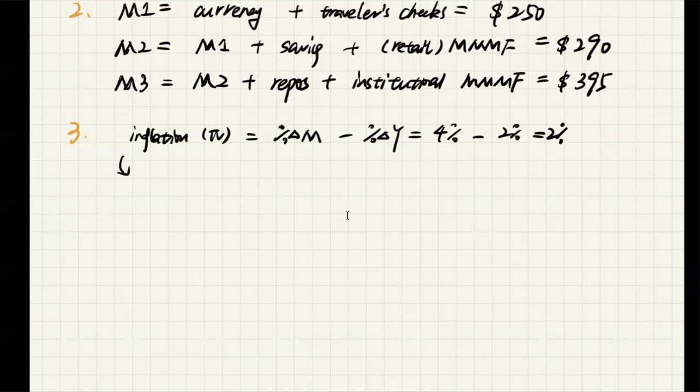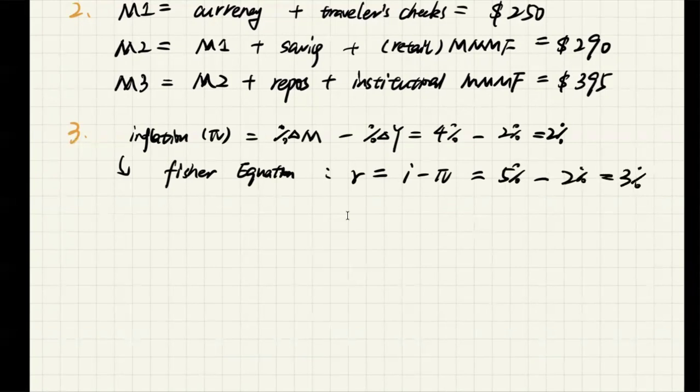So the simplified version for calculating the inflation rate, you can use the Fisher equation. Do you know what is Fisher equation? The Fisher equation is just the real interest rate equals the nominal interest rate minus inflation rate. So here, do you know what is the nominal? Yes, 5%. What is inflation rate? 2%. And then you can get the real interest rate is 3%.